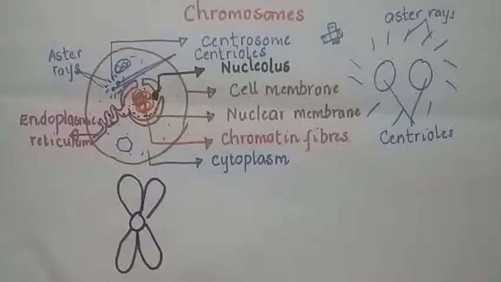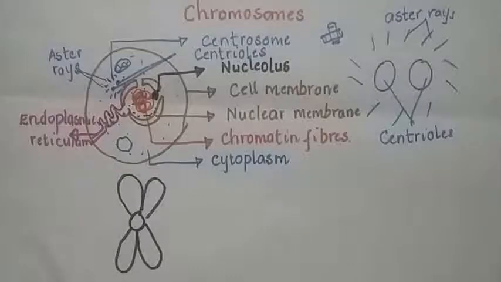Fine. So this is the structure of a chromosome. This is one single chromosome. And the number of chromosomes varies from one organism to the other organism.